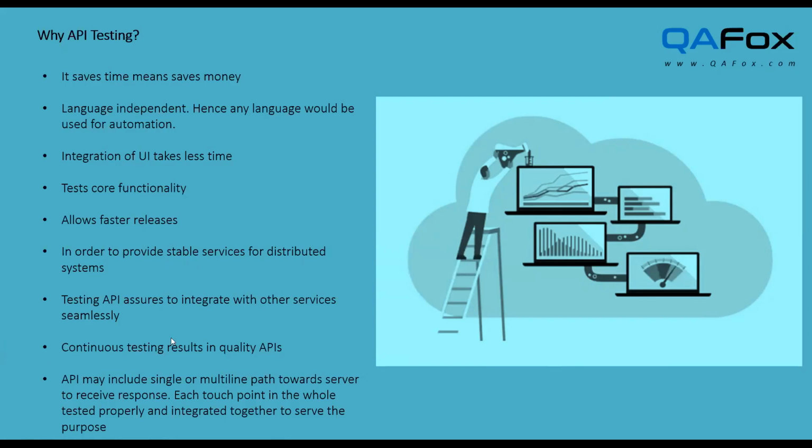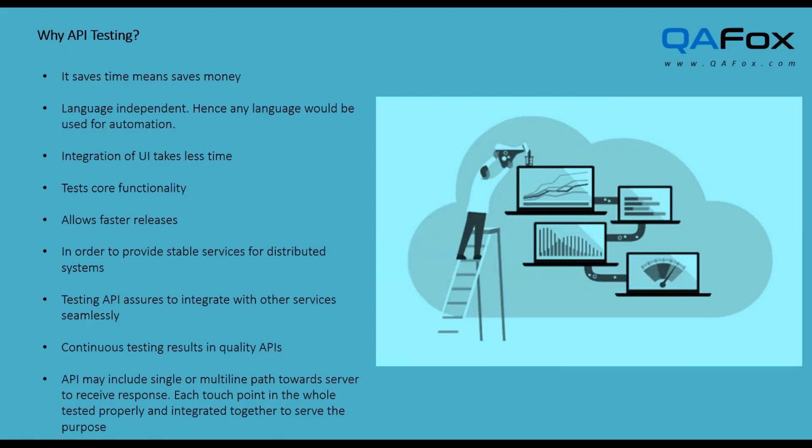The next is testing APIs assures seamless integration with other services. Yes, if your API contains any bug or issue in your system, then you won't be able to integrate with other services, internally or in the outside world. So a stable API is required to integrate with. Next is continuous testing results in quality of APIs. This is obvious.